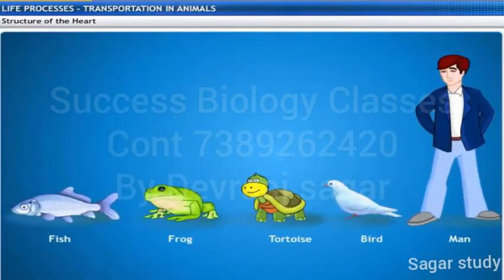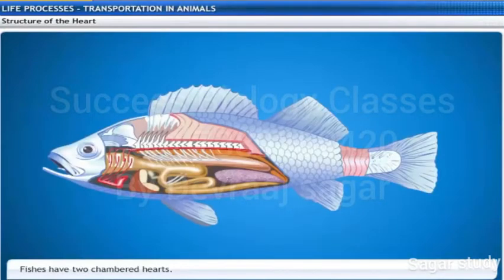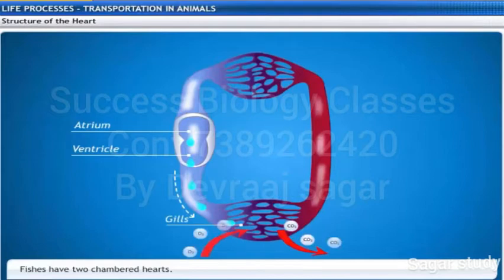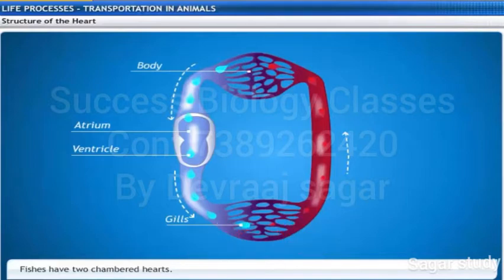The structure of the heart is not the same in all animals. Fishes have two-chambered hearts that have one ventricle and one atrium. The deoxygenated blood from the ventricle is pumped into the gills, where the exchange of oxygen and carbon dioxide takes place. The oxygenated blood then passes to the rest of the body and eventually returns to the atrium. Thus, blood circulates through the heart only once in the cycle.